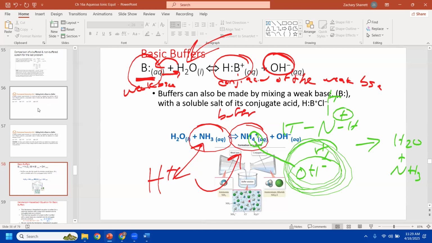So a buffered system consists of a weak base and a conjugate acid, or a weak acid and its conjugate base. Does everybody see that? Why can't we use a strong acid and its conjugate base, Kayla? Because the conjugate base of a strong acid has no desire to pick up a proton because it completely ionizes. So when we would add acid, the Cl minus is like, I don't want that. I was just with a bunch of strong acid and I let it go.